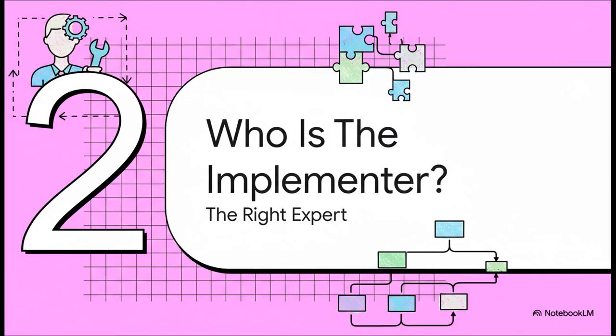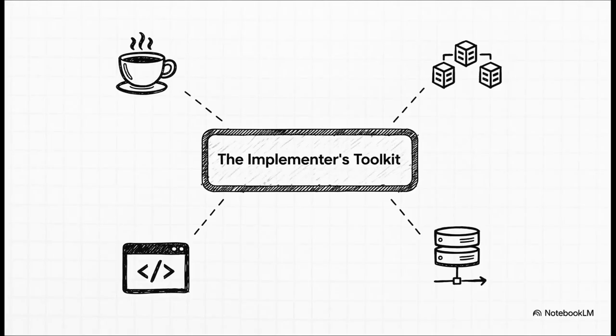Our source material for this actually gives this person a very specific title, the implementer. So who exactly is this person, and what makes them the perfect choice for this job? Well, first off, this is not a job for a jack of all trades. Your implementer needs a very specific toolkit. They've got to be fluent in Java, they need to be comfortable working with existing software frameworks, and of course, they need to be a pro in their development environment. But the real critical skill here is knowing how to use REST APIs.